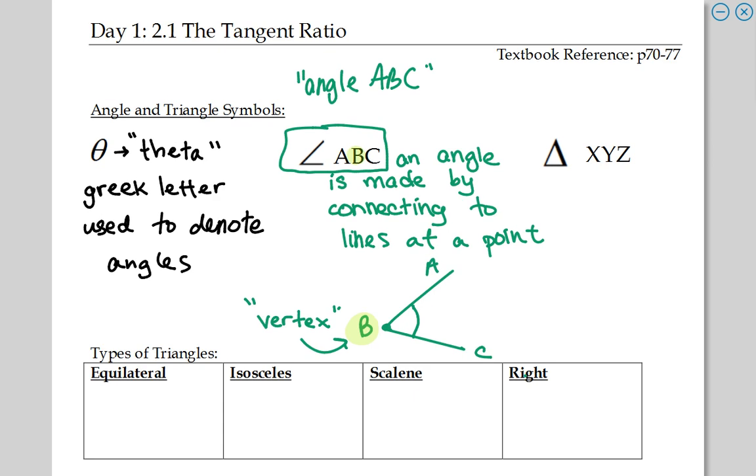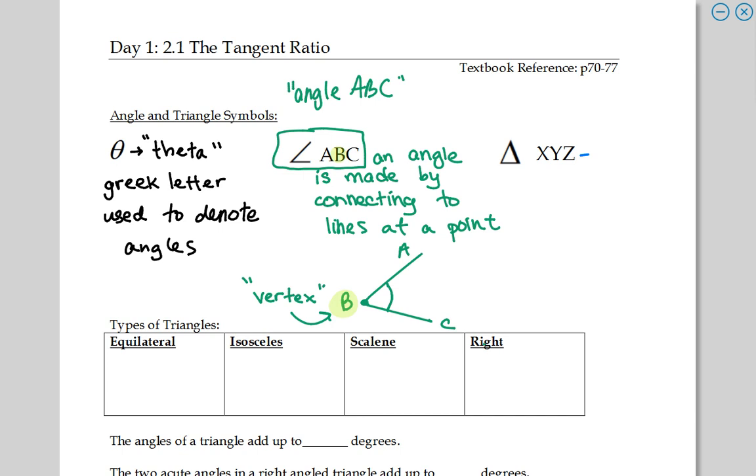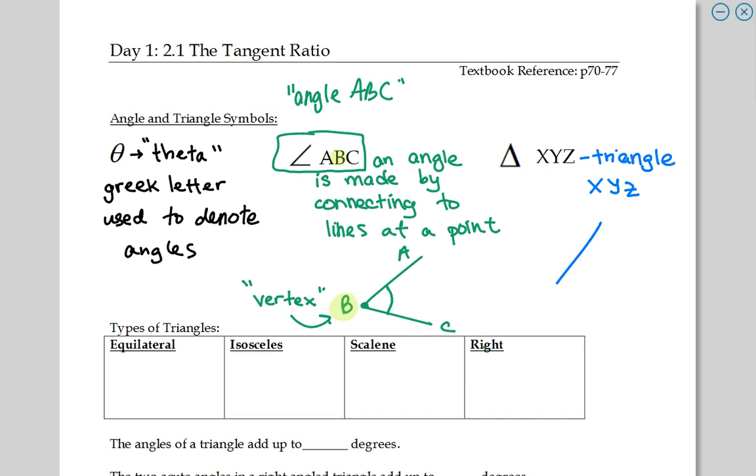Now, if that's angle ABC, what can we say about the next one? This would be not an angle, but a triangle. Triangle XYZ. And triangle XYZ, there's no convention here. The X, the Y, and the Z could go anywhere.